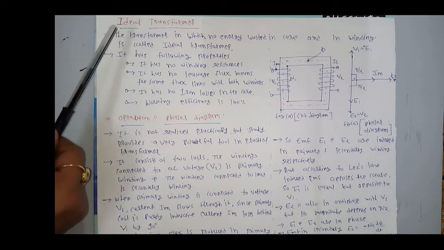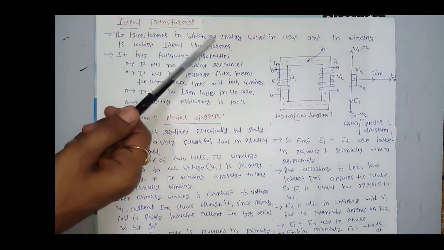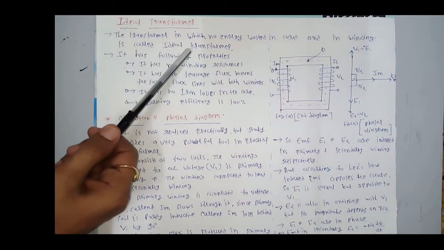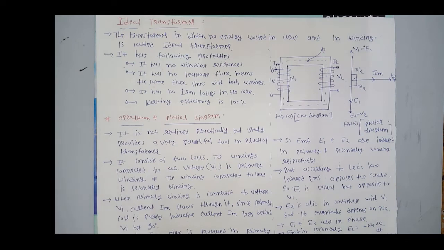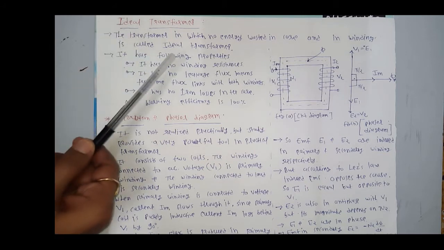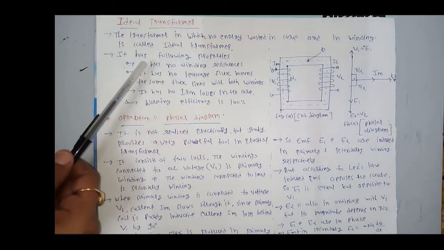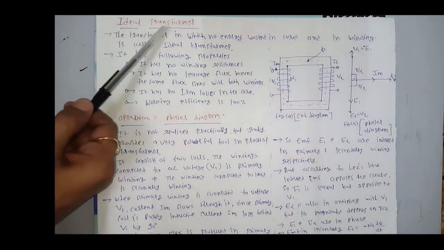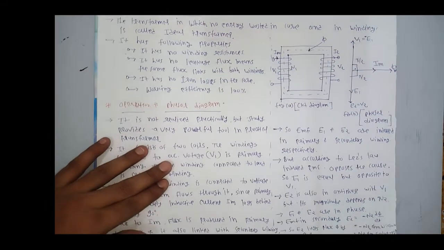The transformer in which no energy is wasted in core and in winding is called an ideal transformer. We can say that in an ideal transformer there are no energy losses, or there is no energy wasted in the two main parts: one is core and the other is winding. So an ideal transformer has the following properties. Here these four are properties of ideal transformer. See here.